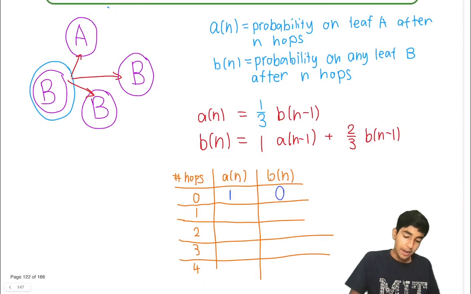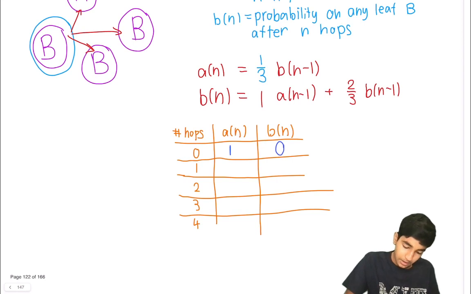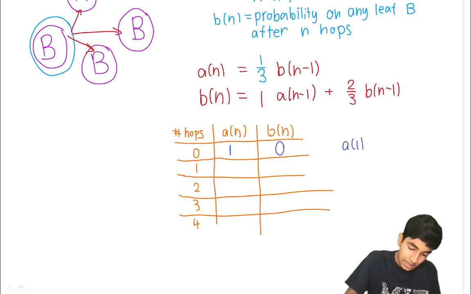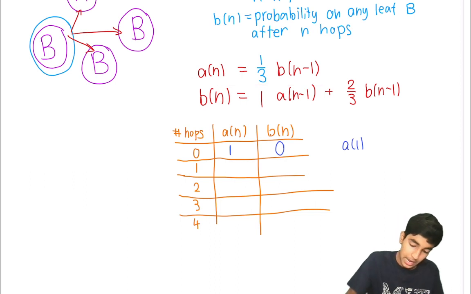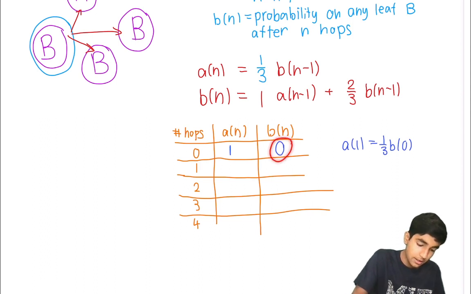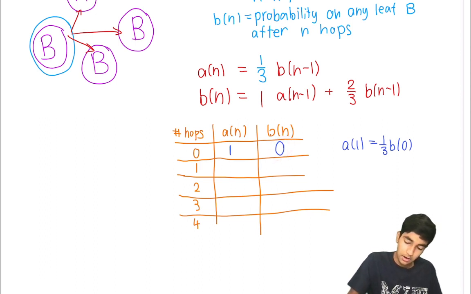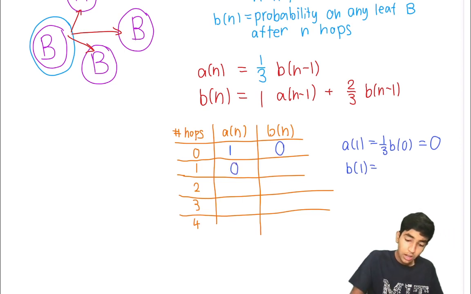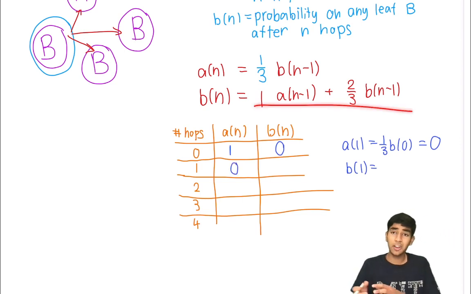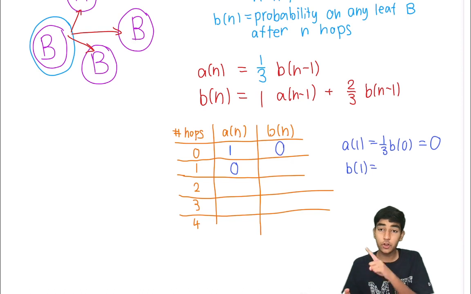Okay, now A of 1. Now we can use our recursion. A of 1, from this, is 1/3 B of 0 by our recursion. B of 0 is, well, it's just 0. So this is simply 0. Now, what about B of 1? Let's write that in our table. So now we could plug it into this complicated looking recursion, but there's a very clever trick you can use here.